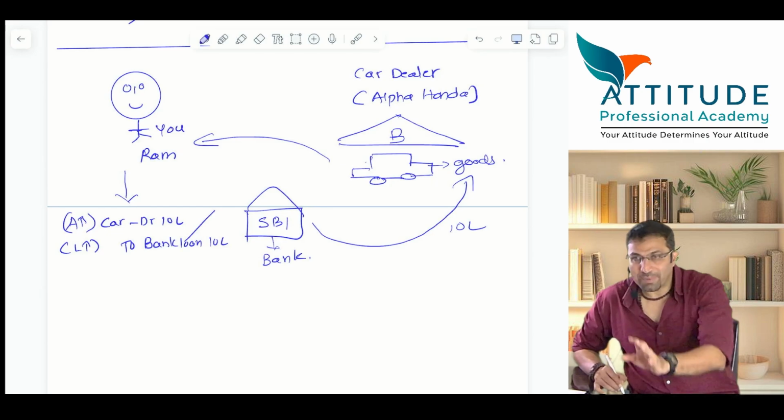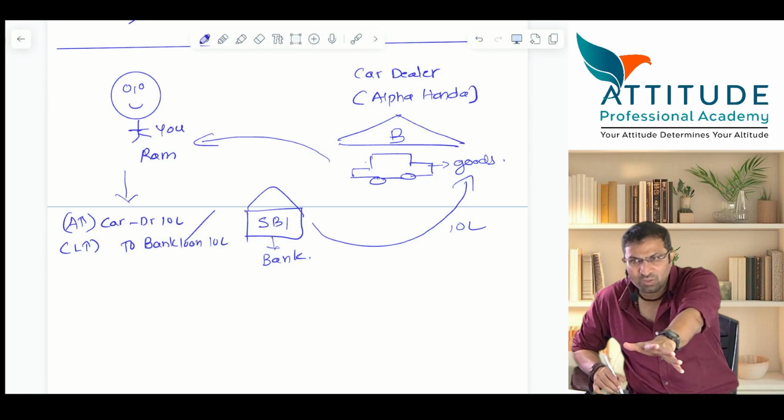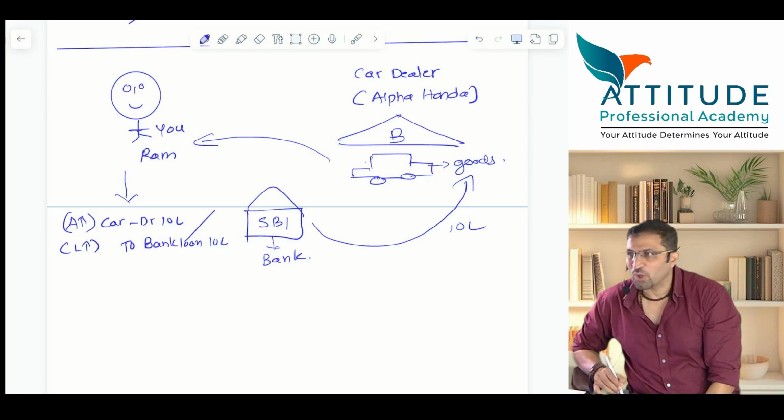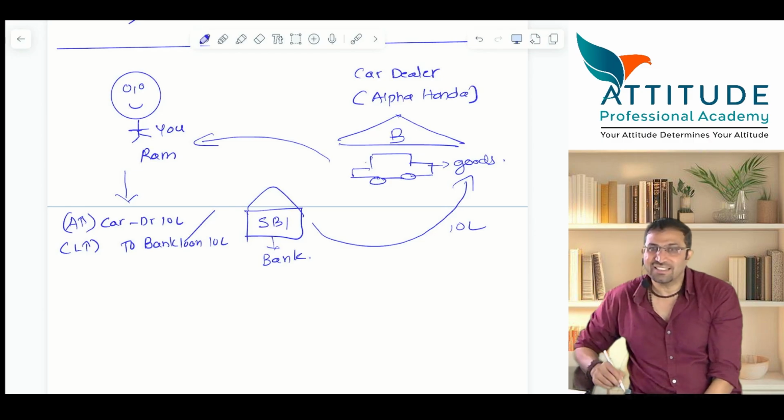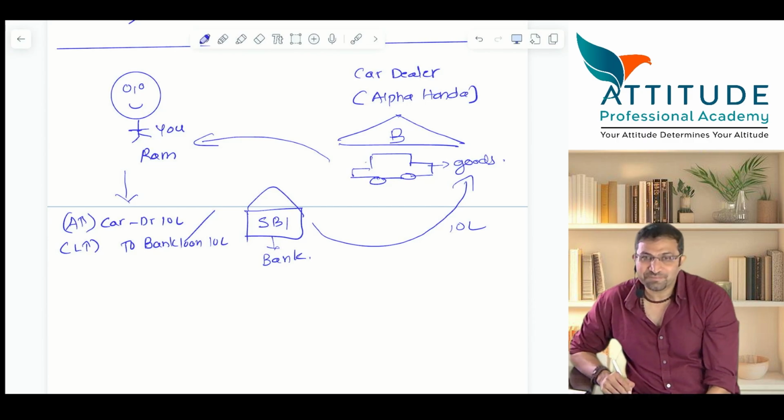I cannot say bank. Is your bank balance reducing? No. You are not paying it from your pocket or your bank account. It is a bank loan. Liability increases. So asset increases as well as liability increases. Understood? This is in your books.